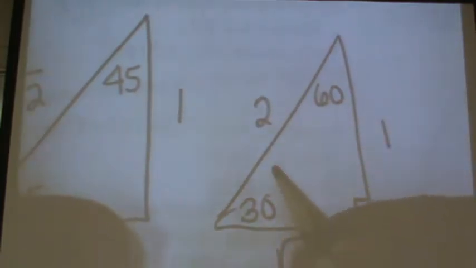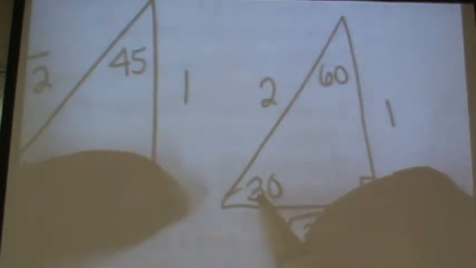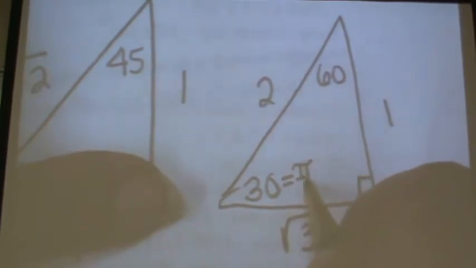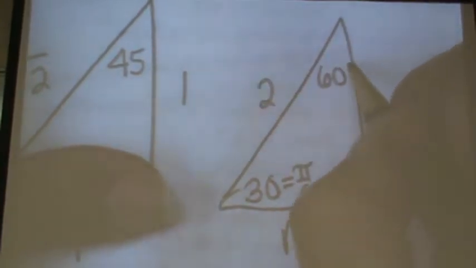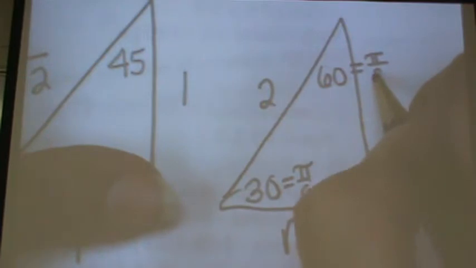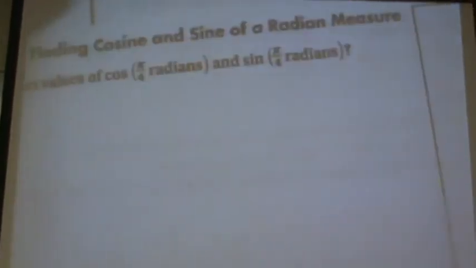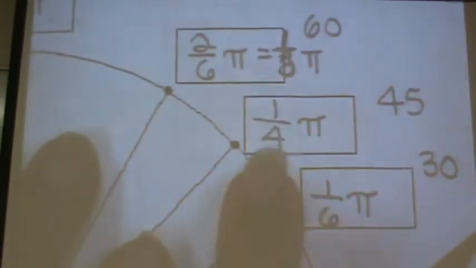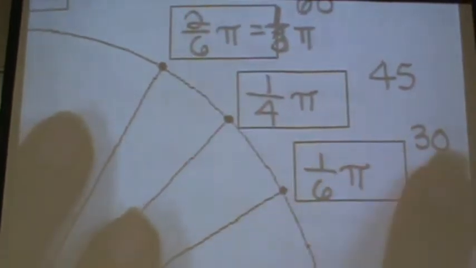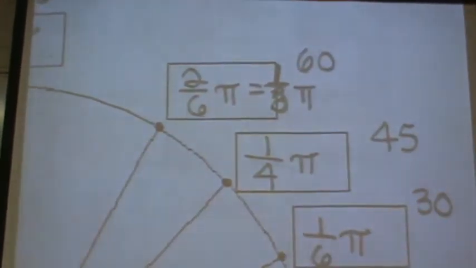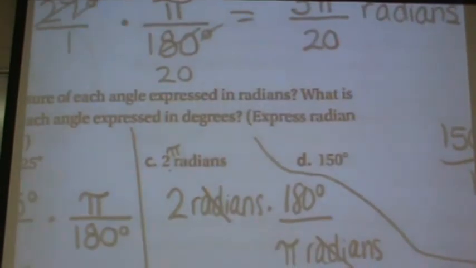Now, this is where you have to get good. 30 degrees is pi over 6. 60 degrees is pi over 3. And 45 is pi over 4. They should be writing this down, well, they have it on their circle. Right here, we just talked about that. Pi over 4 was 45, pi over 6 is 30, and pi over 3 is 60.